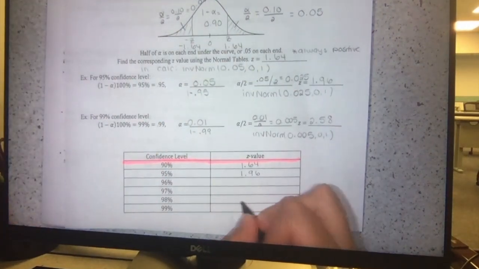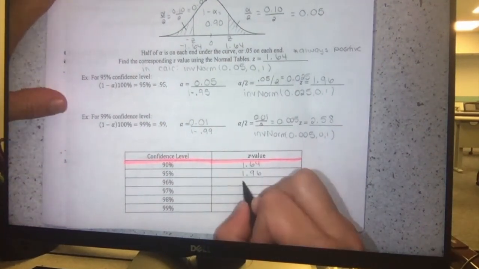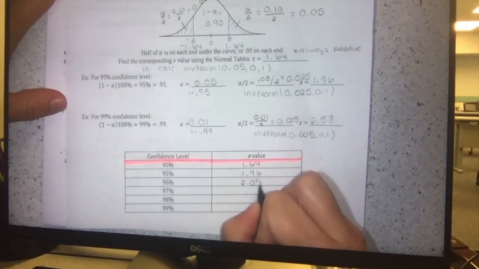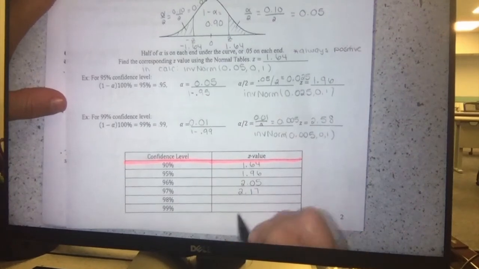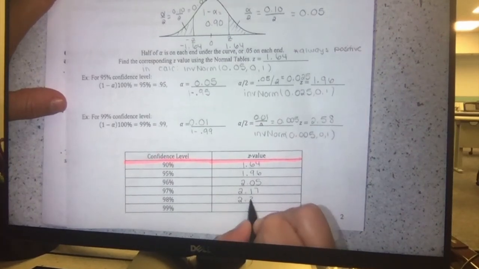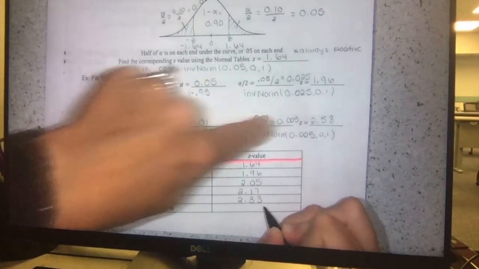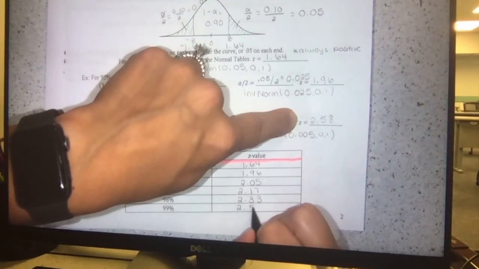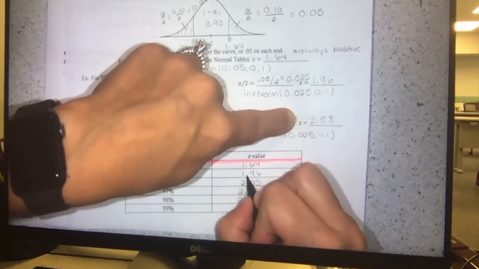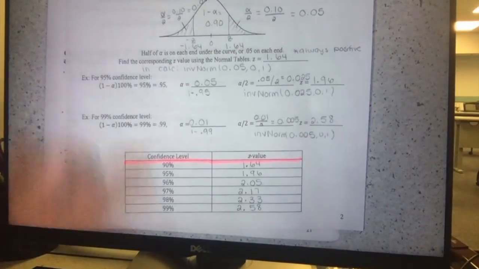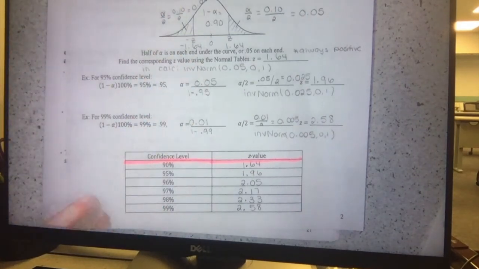96, we didn't find, but it's the same thing over. I went ahead and found it for you. 2.05. 97, same thing, 2.17. 98 is 2.33. We did find 99 right here, which is 2.58. So these are the most common ones. The 3 that we found are our top most common ones. But these are pretty common ones that I went ahead and found and put them in a table, so that way all I have to do is look at that one table.